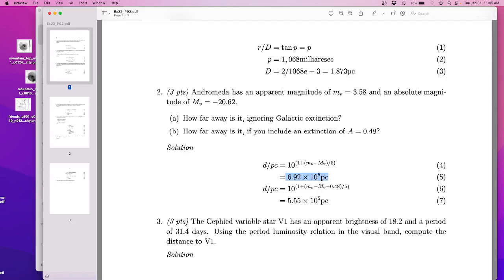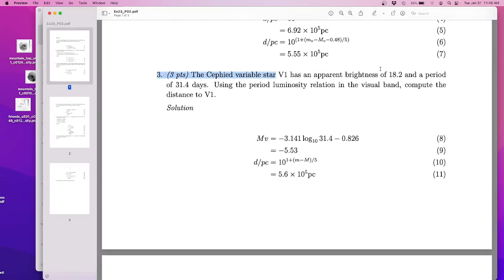And with extinction, we just add in the extinction here to the distance modulus. And I told you it had an extinction of 0.48. That's the total extinction. So you just drop that in and you get a slightly smaller distance of 5.5 instead of the 5 parsecs. Has anybody got any questions about that? Pretty good.